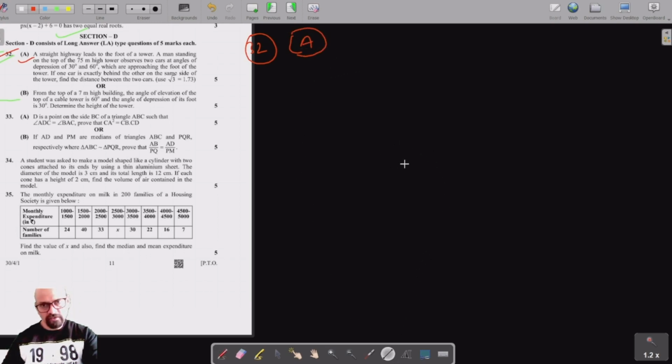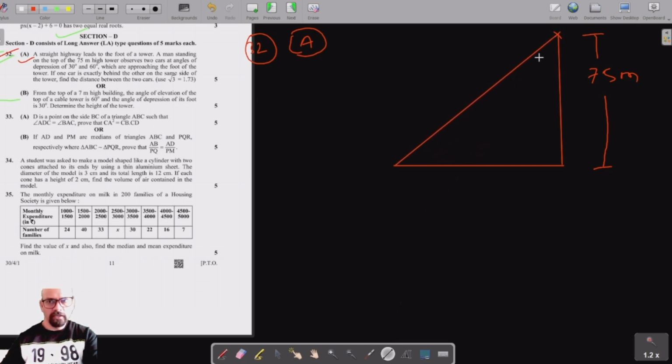And it says that a straight highway leads to the foot of the tower. Now, a man is standing at the top of the tower, and the height of the tower is also given, it's 75 meter. And from here, he observes two cars, let's say at point A and B, and for both of them, the angle of depression. So for them, we have to make a horizontal at the top. Now, the angle of depression is 30 and 60 degree.